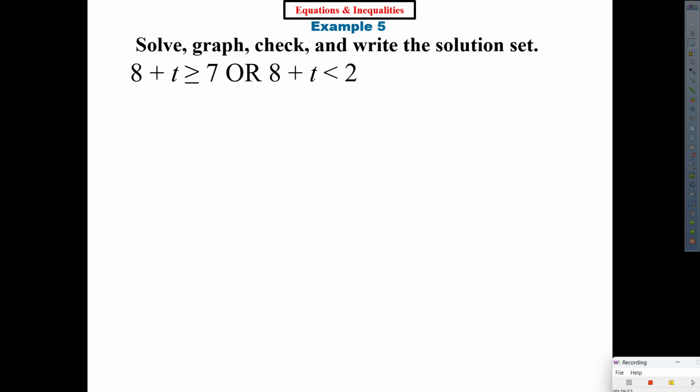Copy this next one. Example number 5. What's that? We're on 3? Okay, copy number 5. Yeah, I skipped 4, Carlos. Thank you for pointing that out. Appreciate it. All right. 8 plus t greater than or equal to 7, or 8 plus t less than 2. Copy that.